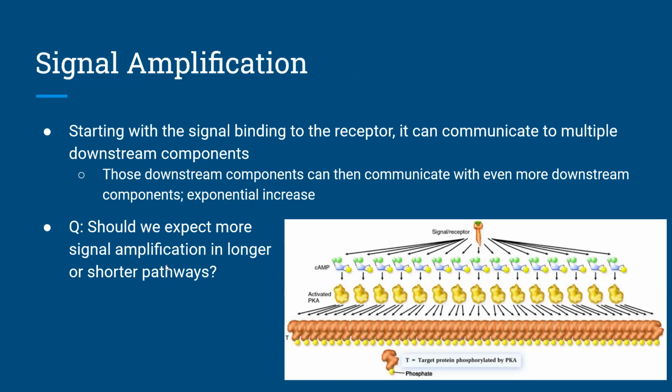So first question: should we expect more signal amplification in longer or shorter pathways? What do you guys think? Yep, that's right. So the longer the pathway is, the more chances there are for it to amplify other molecules. While a shorter pathway, if we just went from the signal to the cAMP, that wouldn't be as good as the entire thing. So being longer is usually when there's greater amplification.